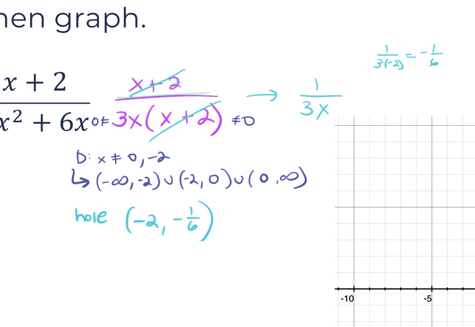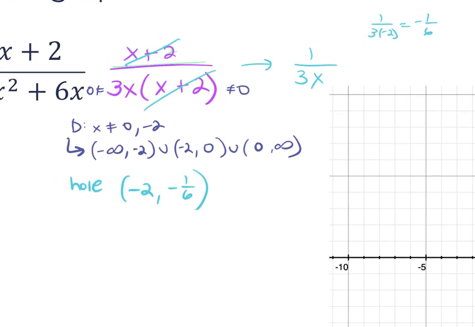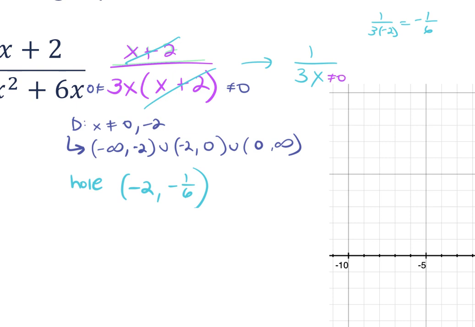Now go through the rest of those motions. Is there a vertical asymptote? Yes, there's still a variable in the denominator. This cannot equal 0, so then x would equal 0 for my vertical asymptote. We eliminated the one at -2, but there is still one at 0.